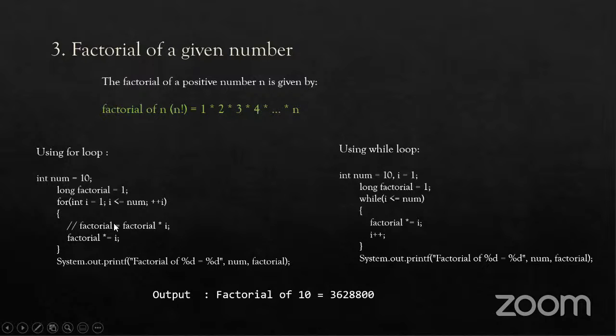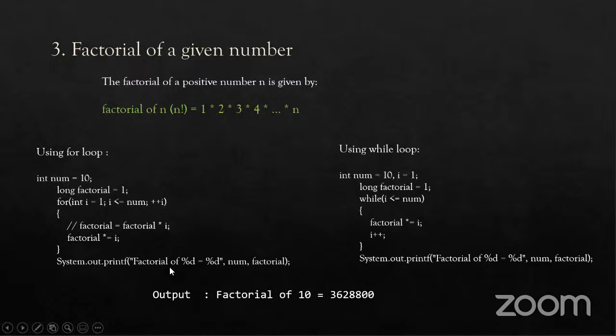Up to n. For the last loop, I equals 10, and I is less than or equal to num. Yes, it is, and it will calculate the previous number into 10, that is 362880 into 10. So we will get the factorial result in factorial. If we print factorial, we will get that.